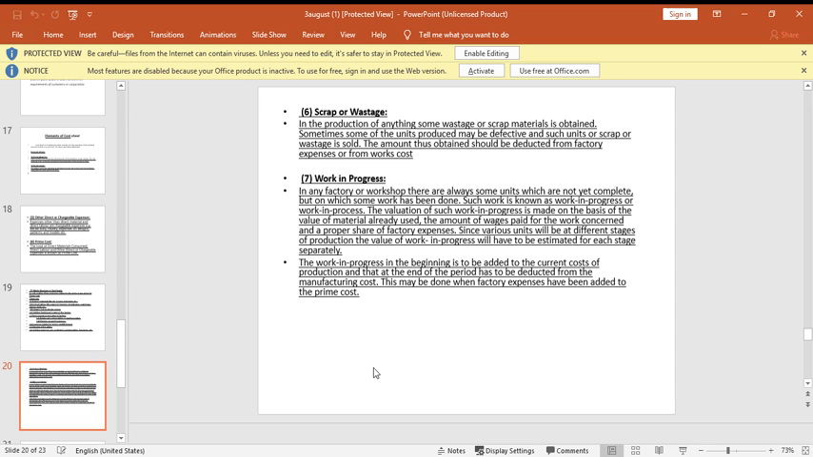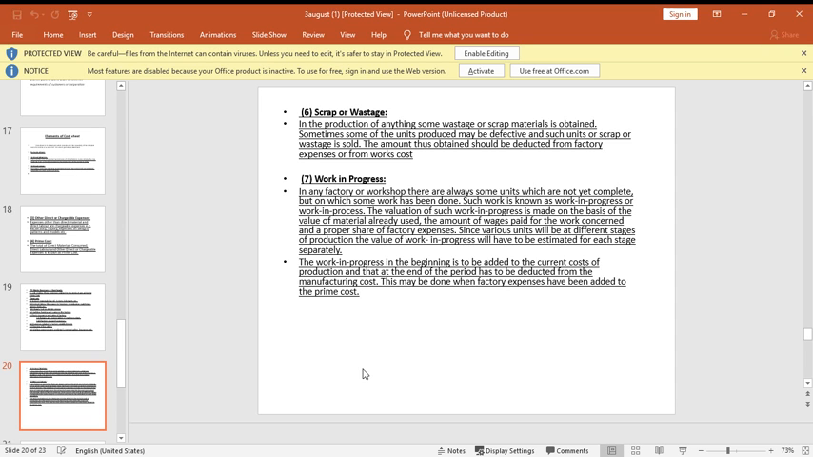Then, what is work in process? In any factory or workshop, there are always some units which are not yet complete, but on which some work has to be done. Such work is known as work in process or work in progress. The valuation of such work in process is made on the basis of the value of material already used, the amount of wages paid for the work concerned, and a proper share of the factory expenses.